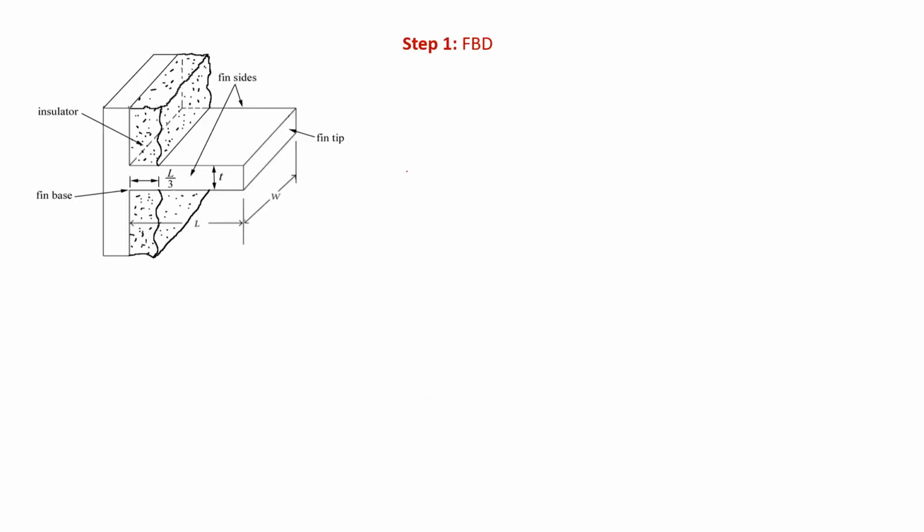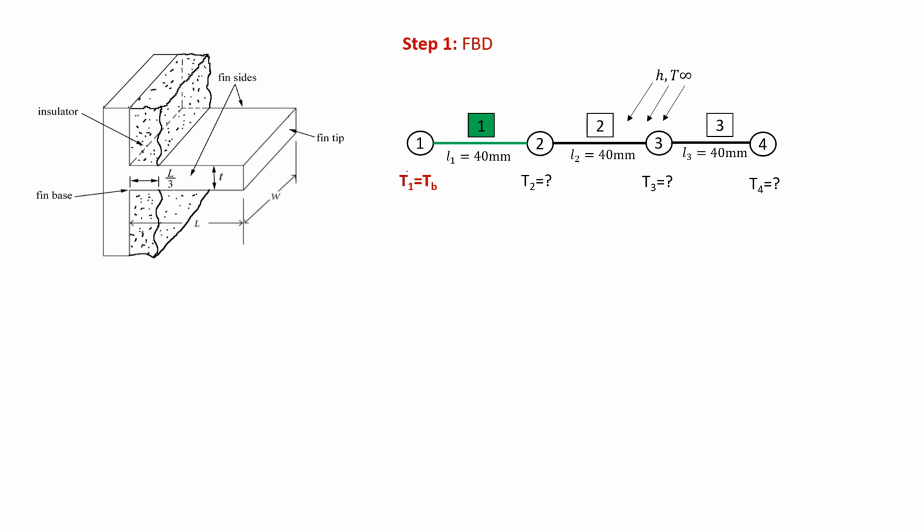To solve this problem, first we have to draw the free body diagram as shown. We discretize this problem into 3 equally spaced elements. Therefore, each element has a length of 40 mm. If you notice, element 1 is in green color. This is to differentiate it from the other elements, because element 1 is insulated. Therefore, element 1 won't be exposed to the convection process.